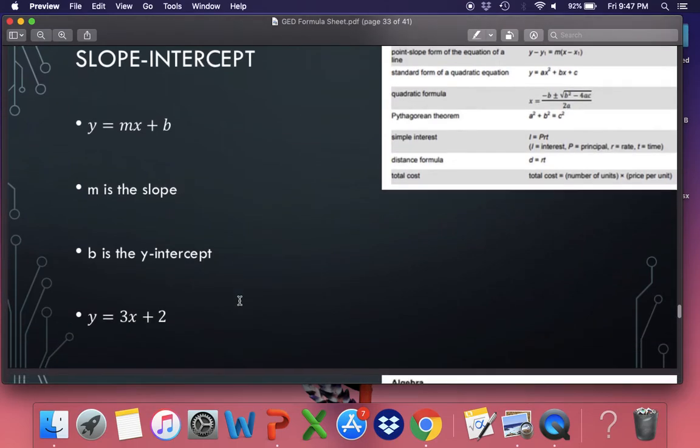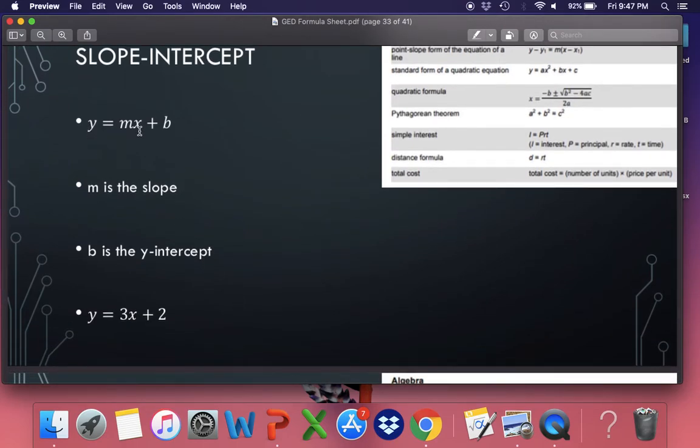Slope-intercept form is y equals mx plus b. Typically, y and x will just be there, and you plug in the slope. If you use the previous formula to find slope, you'll plug that in there. Then you can take one of those points that's given to you and plug those in for x and y to find b. But b is always the y-intercept. It's where the line crosses y. So y equals 3x plus 2. Your slope is 3, your y-intercept is positive 2.